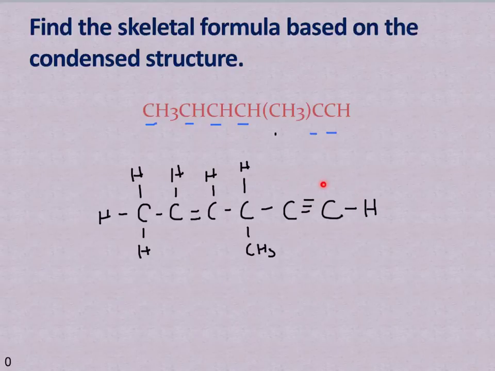So now that I have the Lewis structure, now it's a lot easier to go back and actually draw the skeletal structure. And I'm going to start again by first drawing my backbone. I know I have 6 atoms in my chain.